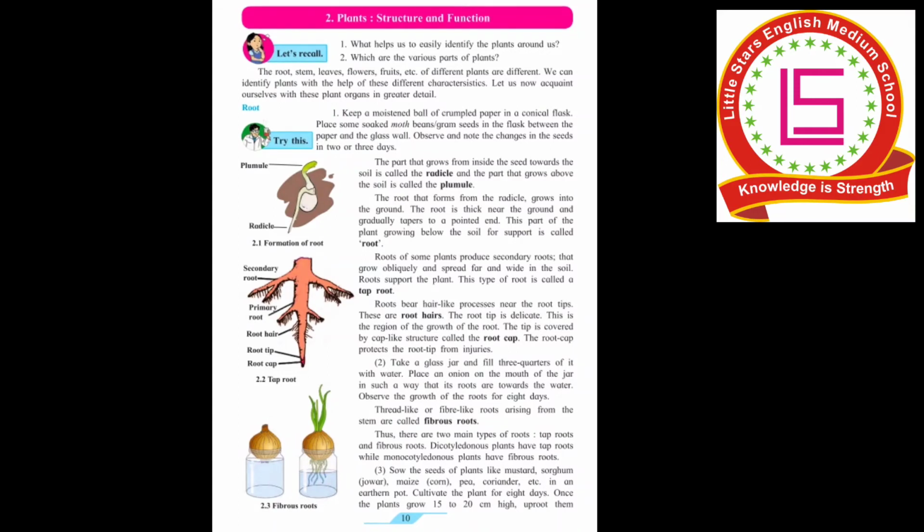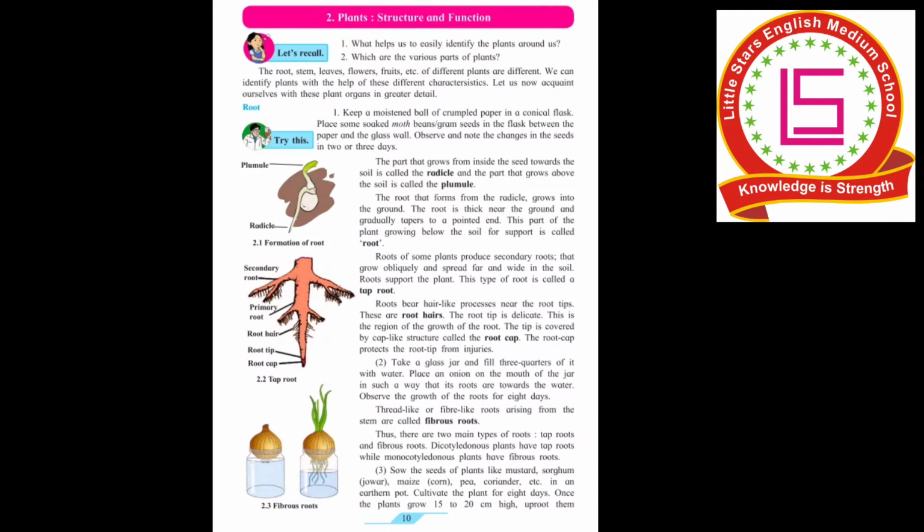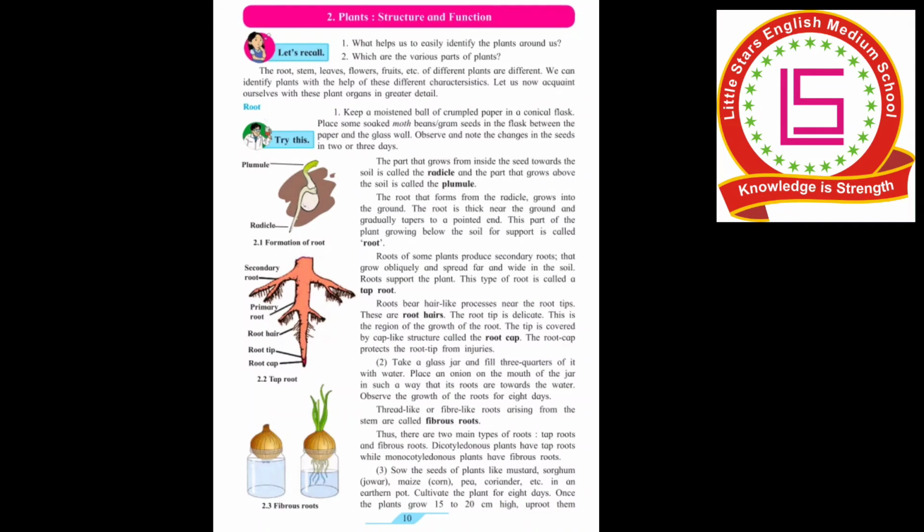See, now we'll see about sprouts. The part that grows from inside the seed towards the soil is called the radicle. And the part that grows above the soil is called the plumule. The root that forms from the radicle grows into the ground. You can see in the next picture, in figure 2.1, formation of root, as we are going on reading.